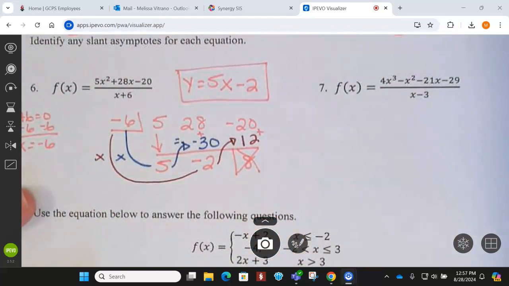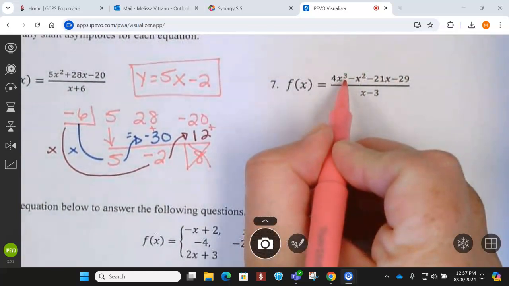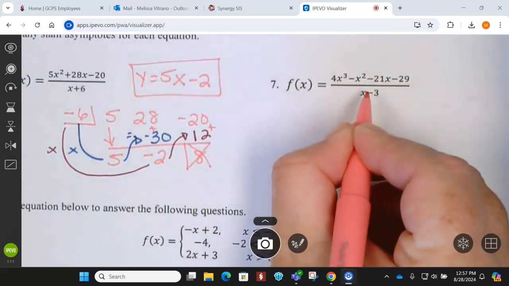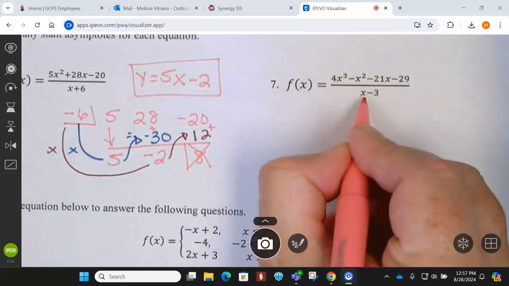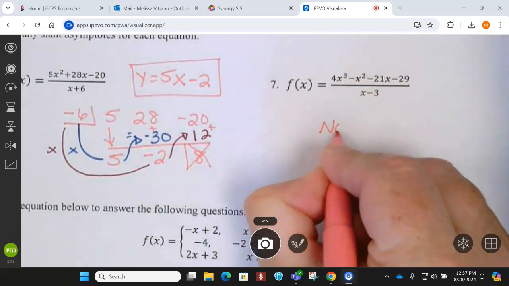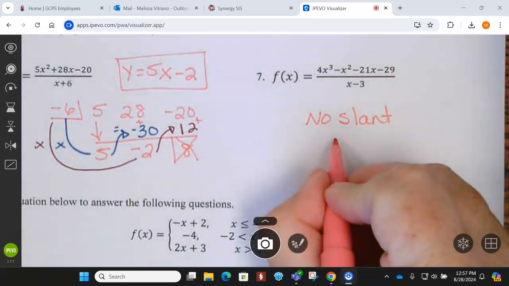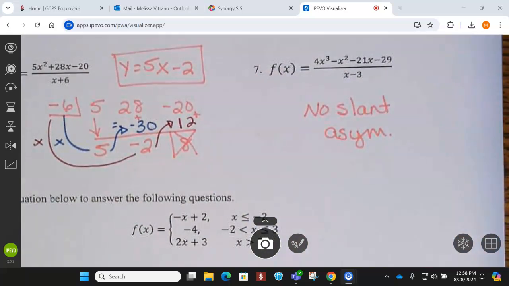So over here, do you see how I have a degree of 3 on top and a degree of 1? In order to have a slant asymptote, the top has to be exactly 1 bigger than the bottom. So this has no slant asymptotes. Okay? They have to be exactly 1 apart.